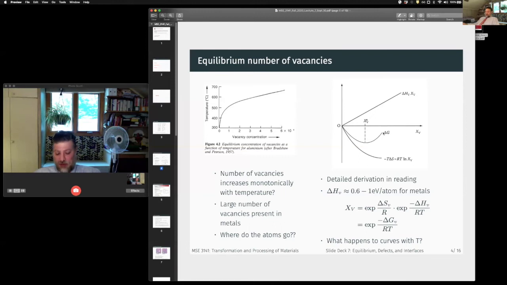Okay, so what about other defects? Do we have an equilibrium concentration number of grain boundaries? If I take a single crystal, a crystal that has no grain boundaries, and I heat it up, does it magically become a polycrystal? Not necessarily, right? Unless it's deformed, unless you did something else to it, it's not going to. What about dislocations? Do we have an equilibrium number of dislocations?